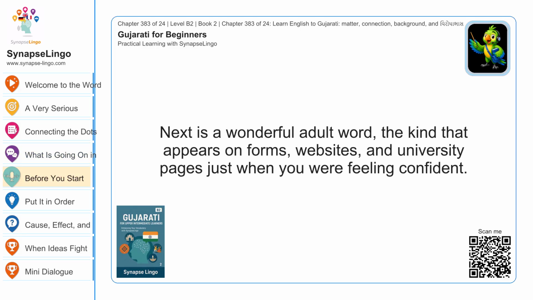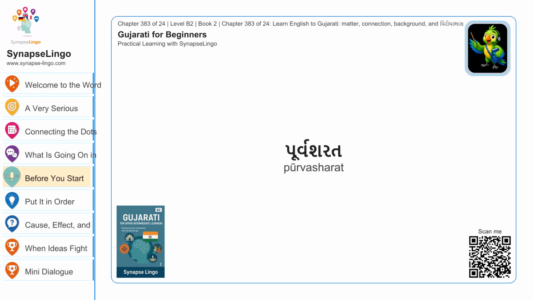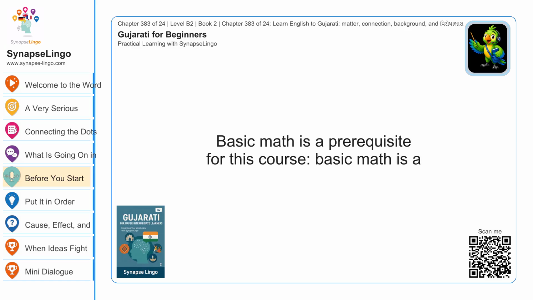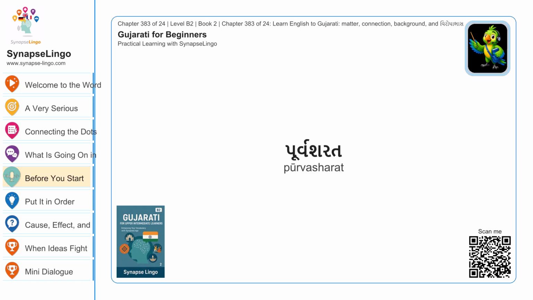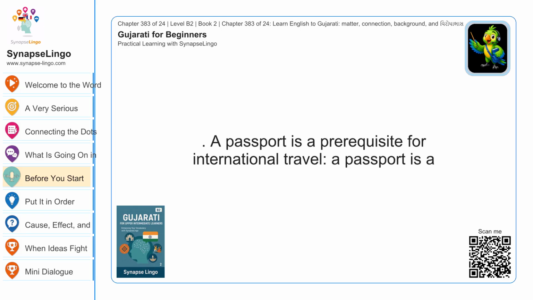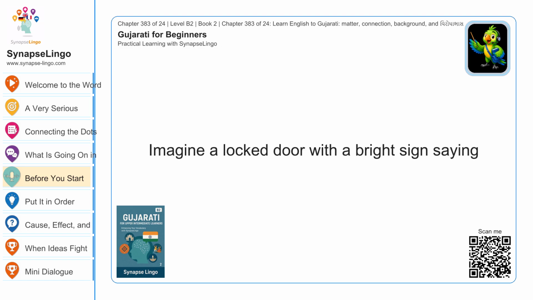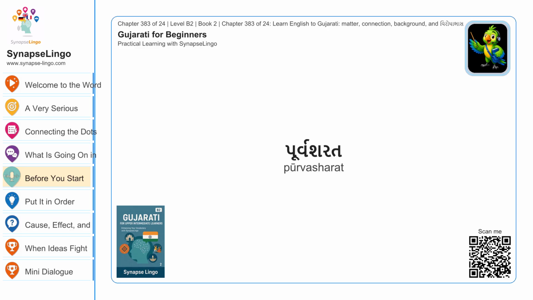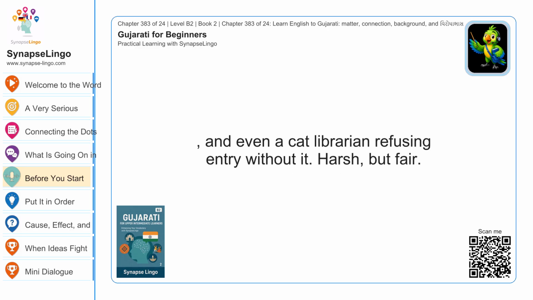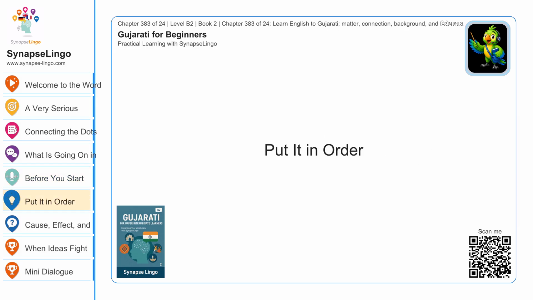Before you start. Next is a wonderful adult word, the kind that appears on forms, websites, and university pages just when you were feeling confident. Prerequisite is પૂર્વશરત. Basic math is a prerequisite for this course. Basic math is a પૂર્વશરત. A passport is a prerequisite for international travel. A passport is a પૂર્વશરત. Imagine a locked door with a bright sign saying, પૂર્વશરત, and even a cat librarian refusing entry without it. Harsh, but fair.